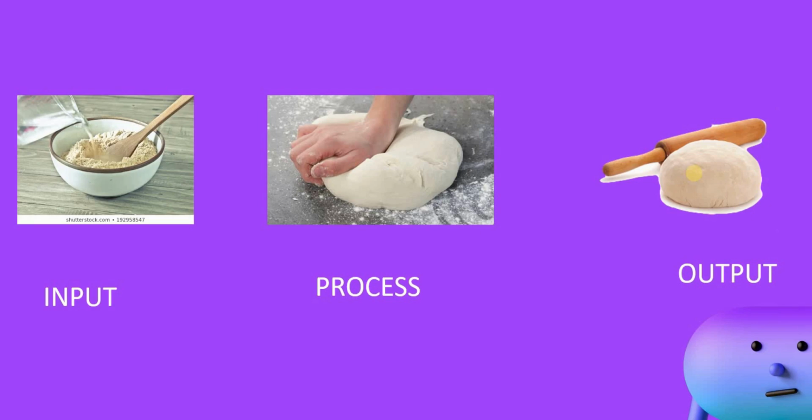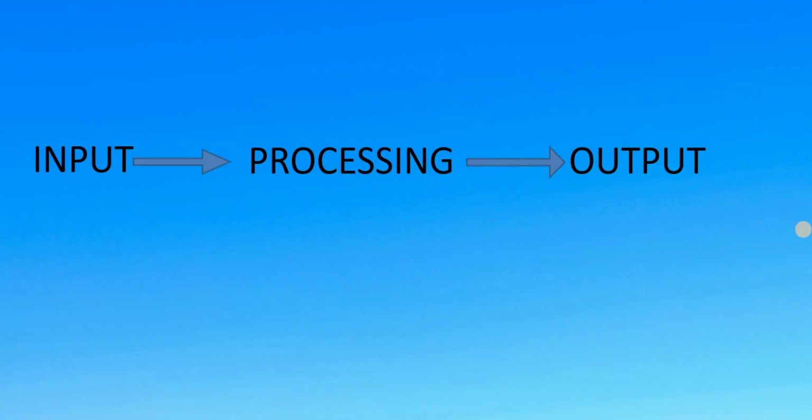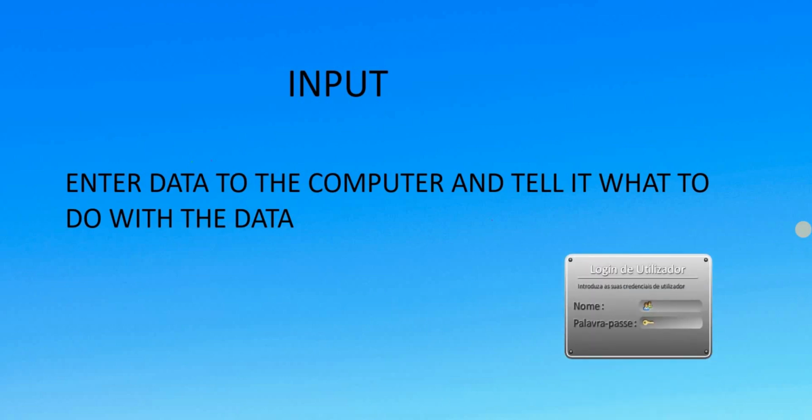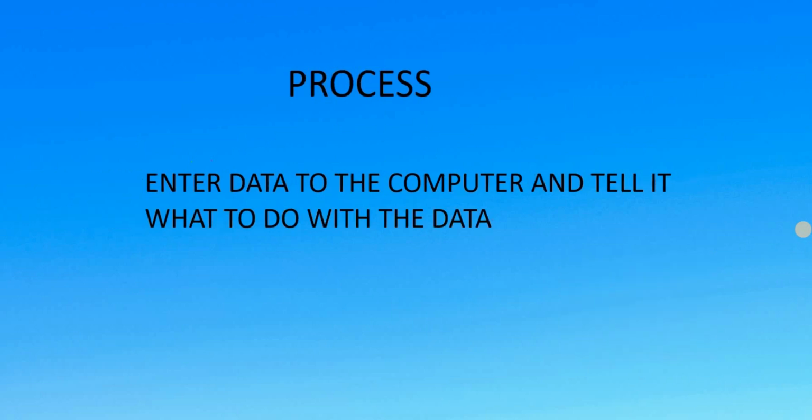A computer also functions like IPO cycle. So let's learn that input, process, output. We enter data into computer and tell it what to do with the data. This is called input. The computer works on the data and produces a result. This is called process.